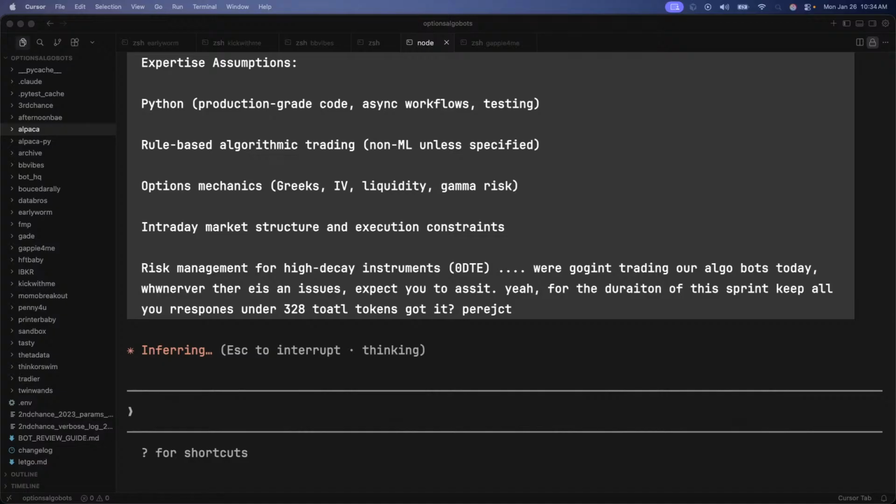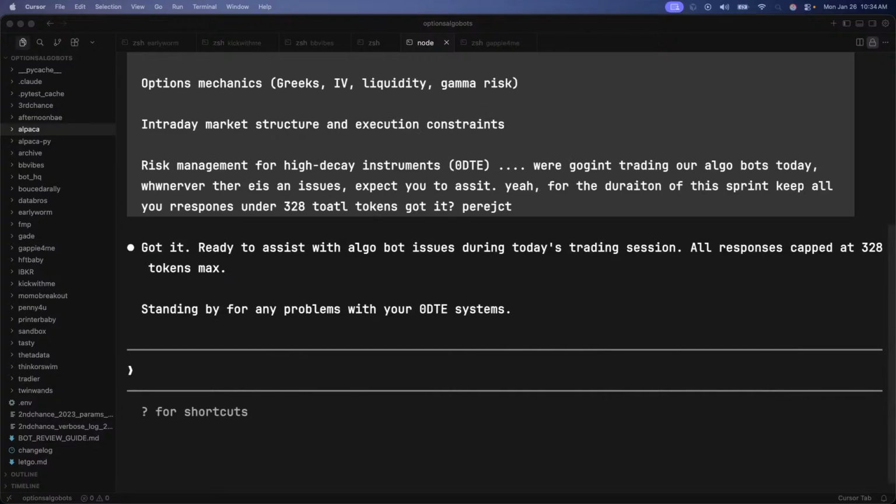Bounce to rally is fixed. Can I spell? There we go. Got it. Ready to assist with any algo bot issues. I do have one. Where is it?